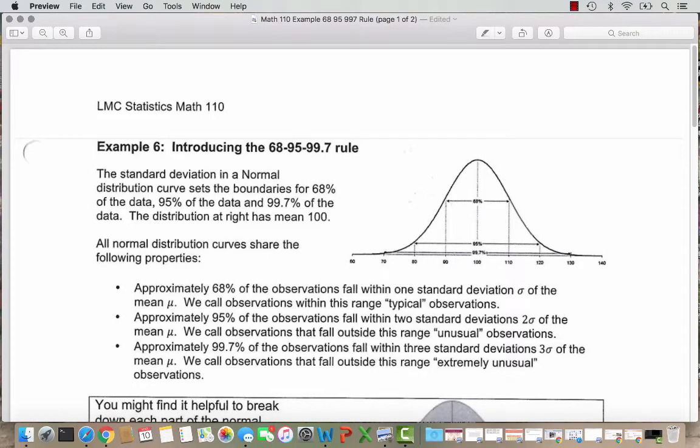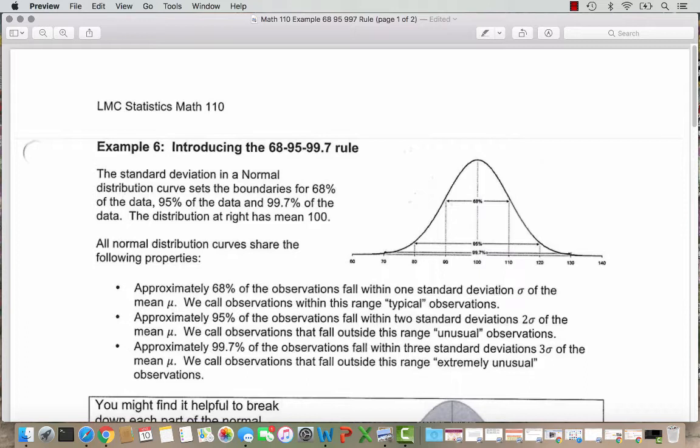In this video, we take a look at the 68, 95, 99.7 rule. This is also known as the empirical rule. This rule tells us, in a normal curve, the relationship between the mean and the standard deviations, and then the total percents within each part of the curve.